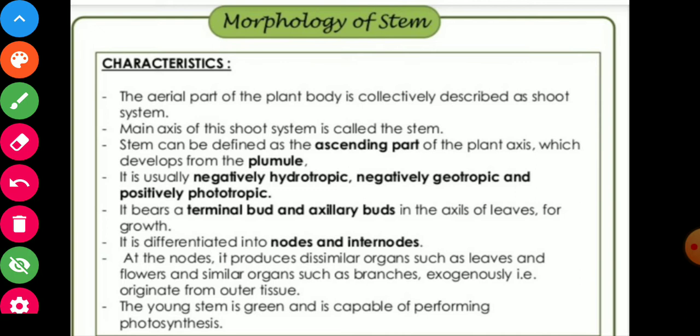Now see morphology of the stem. Characteristics. The aerial part of the plant is called shoot or stem. The main axis of the shoot system is called stem. This ascending part of the plant is negatively hydrotropic, negatively geotropic, and positively phototropic. It bears terminal buds, axillary buds, nodes and internodes. So these are some characteristics of stem.